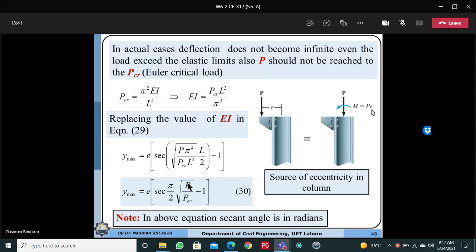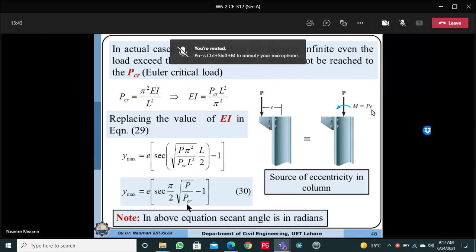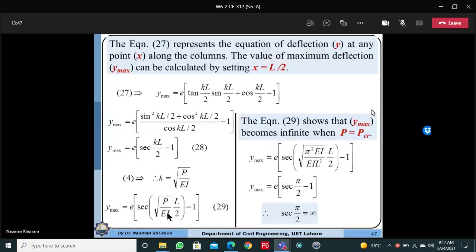If you want to use this expression, the moment of inertia is always computed about the bending axis, about which the eccentricity is given. I will further explain when we are solving some numericals related to this eccentric formula.